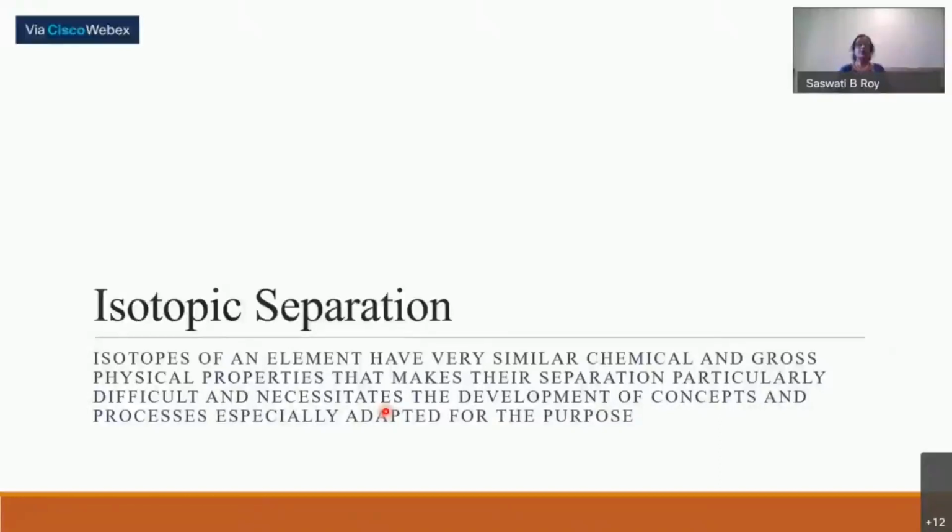In this isotopic separation, as we see, isotopes of an element have very similar chemical and gross physical properties. That makes their separation particularly difficult and necessitates the development of concepts and processes specially adapted for the purpose. That means for isotopic separation, different processes specifically for this separation have been developed.